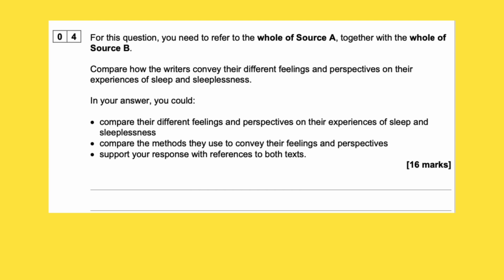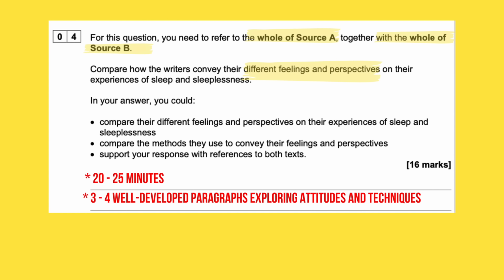So question 4 is 16 marks and asks us to compare how each writer conveys their different feelings and perspectives on their experiences of sleep and sleeplessness in the whole of source A and the whole of source B. Now, this is the biggest question in section A, so make sure you give yourself enough time to answer it to the best of your ability. You want to spend around 20 minutes on this question and write 3 to 4 developed paragraphs.